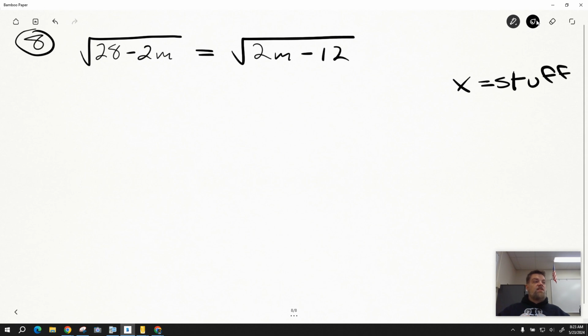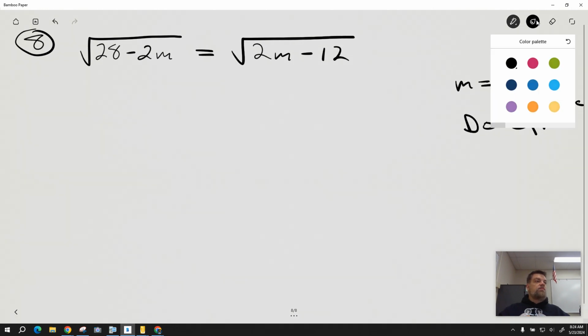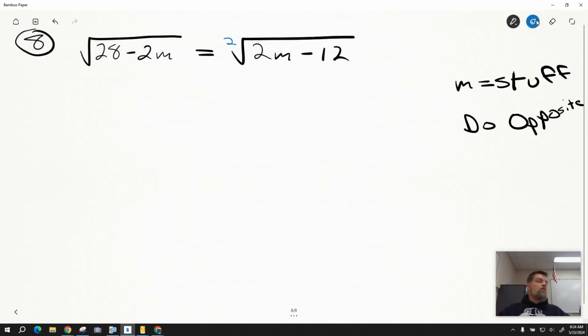In other words, we want to isolate the variable, or in this case, instead of x, what would we say? M, right? Well, how do we do that? We do the opposite, the inverse function. So right now I'm taking a square root. To undo that, I just square it. And as long as I do it to both sides, that's a legal move.